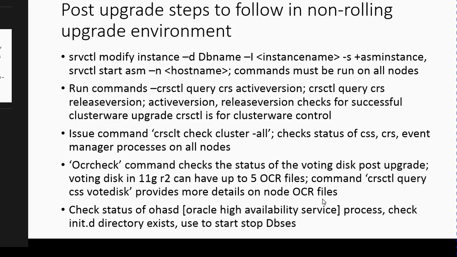Okay. And then the next command that you'll be running is to check the status of Oracle High Availability Services. It's a process that's part of the Clusterware software. You become familiar with this pretty quickly. What you do is you just run a crsctl query, and then you do a check on CSS, and you do a check on the OHAS.